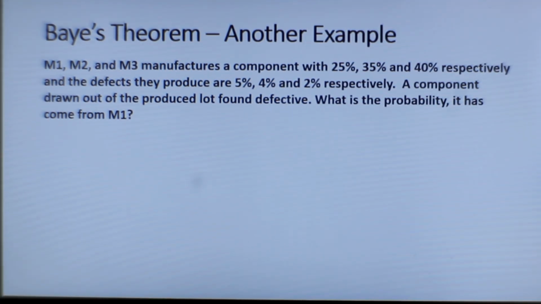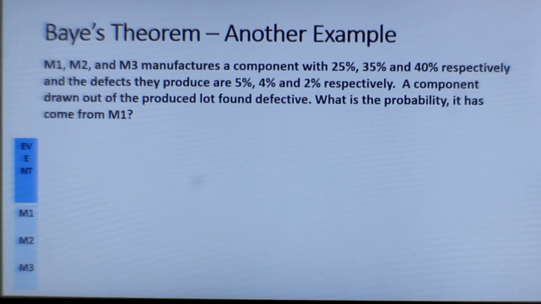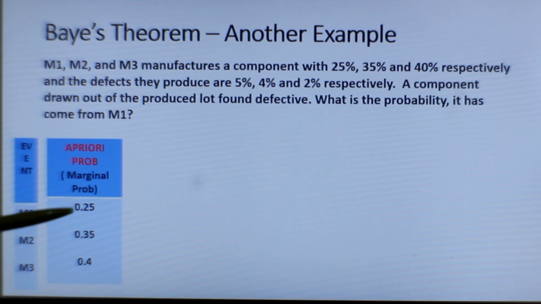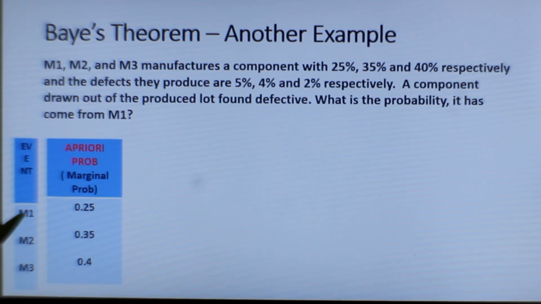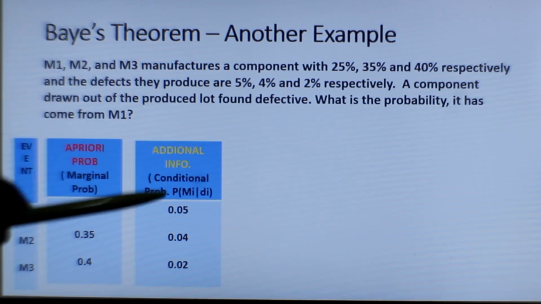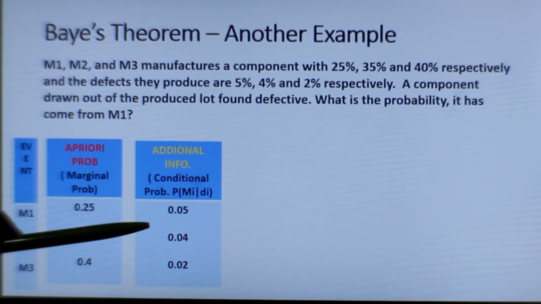Now let us apply Bayes' theorem to find out the revised probability or the posterior probability. The events are machine 1, machine 2 and machine 3 and their shares in terms of total product manufactured, which is given by the marginal probability of 25%, 35% and 40%. So the probability that a defect could be produced by M1 is 0.25, with M2 0.35 and M3 0.4. Now you get the additional information that the defect percentages are 5%, 4% and 2%, as shown here, and that is the additional information or the conditional probability.